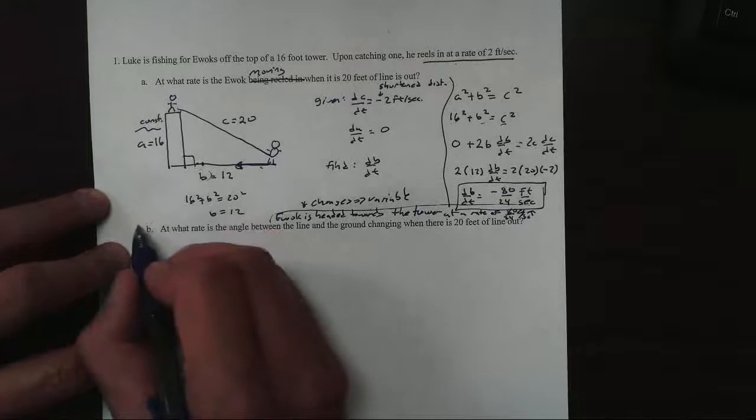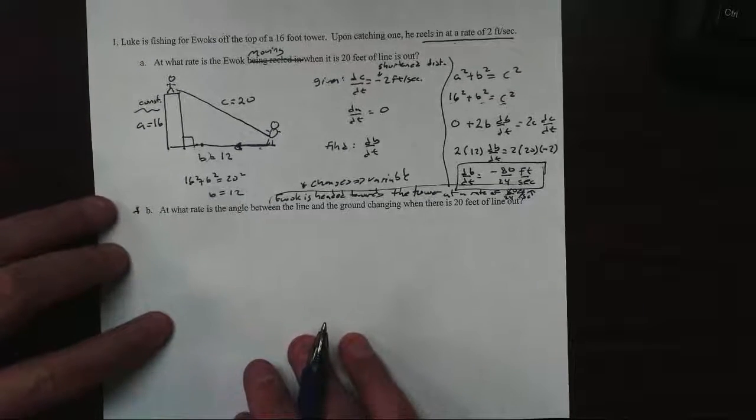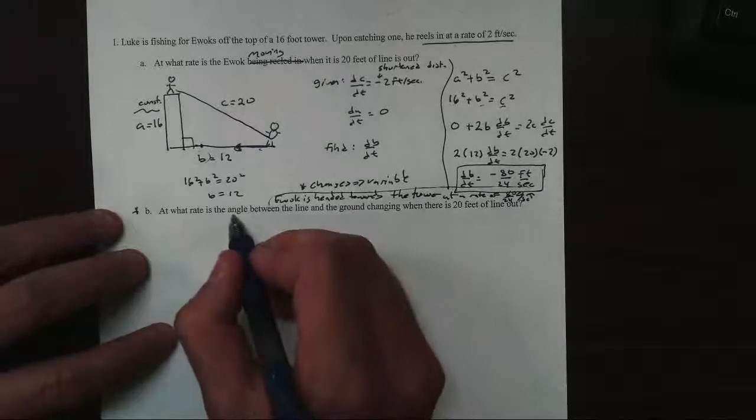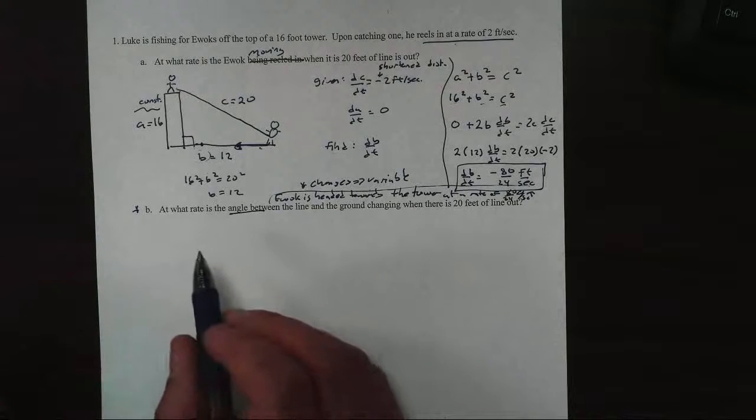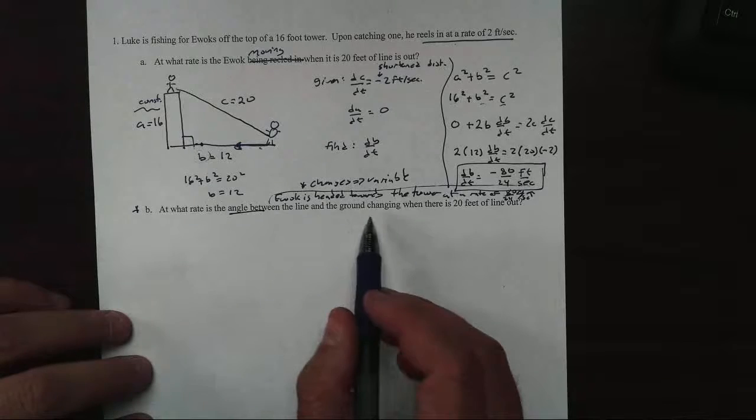Now the next question, part B, is kind of a big one, at least in the AP: the change of angle. So we're going to talk about that. We're going to spend some time with change of angle problems. These are kind of big for us, okay? I do like them, so you'll see them again. It says, at what rate is the angle between the line and the ground changing?